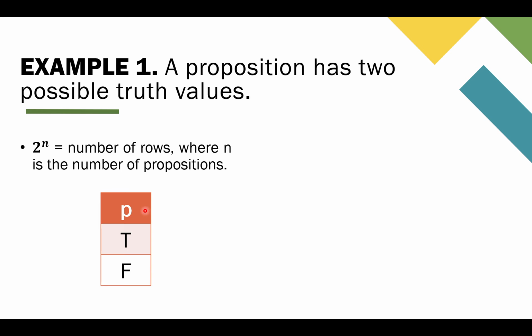Okay, ito, class, kung mapapansin nyo, ito ay example ng isang simple na truth table. And how many propositions do we have? Dito sa header, we have 1 proposition. Ngayon, ang sabi, itong n natin, yan daw yung number of propositions. So, we have 1. Ang ilalagay natin dito is 1. 2 raised to 1, that is 2. So, therefore, you should have 2 rows. Dalawa ang rows. And then, yung sinabi ko kanina, a proposition has 2 possible truth values. So, that can be true or false.